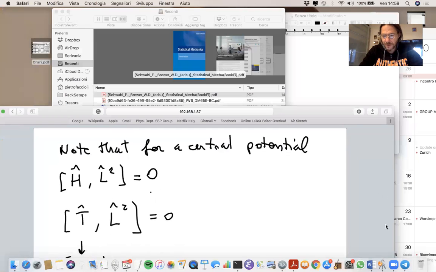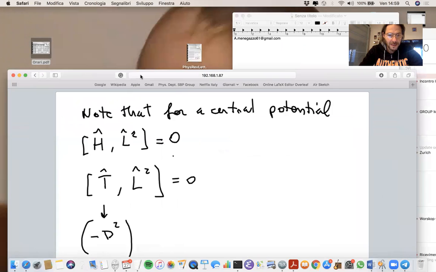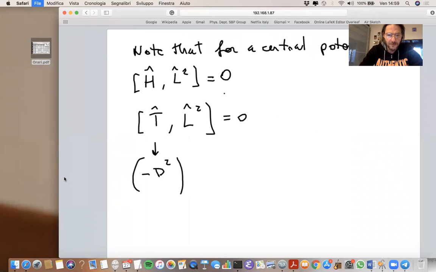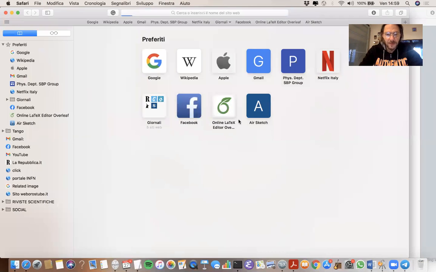provided I can find them, because lately I'm having difficulty navigating in this. So, okay, let's go this way.